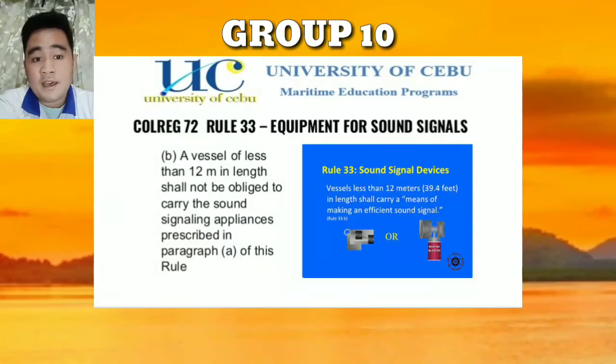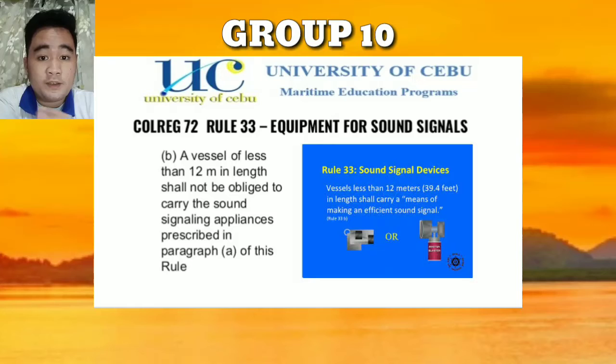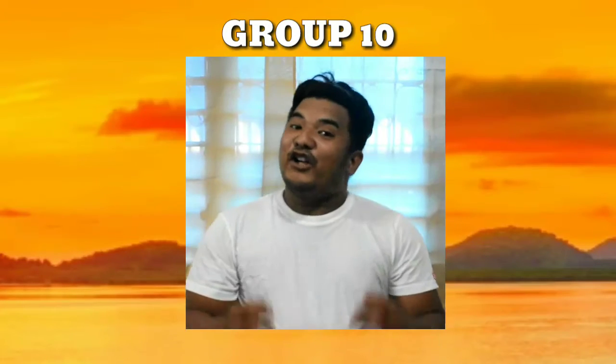So from B, a vessel of less than 12 meters in length shall not be obliged to carry the sound signaling appliances prescribed in paragraph A of this rule. So I'm gonna flash right here a containing picture of a vessel of less than 12 meters to explain about it. But if she does not, she shall be provided with some other means of making an efficient sound signal.